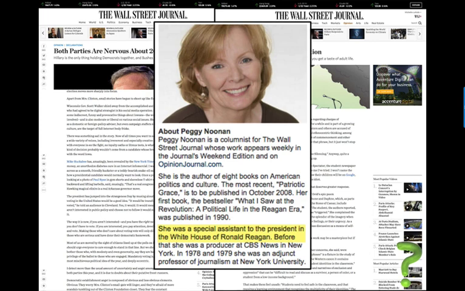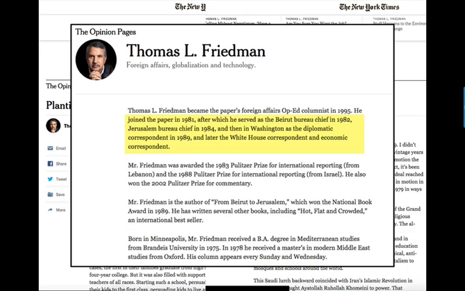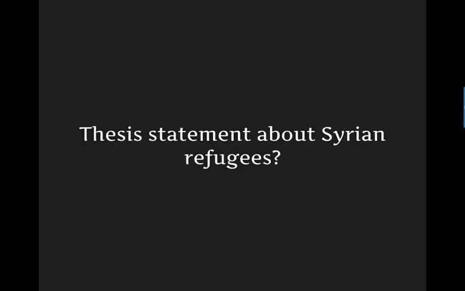So, for example, Peggy Noonan, who has a specialty in basically Washington politics, if your thesis statement is about Washington politics, then you should definitely weigh in on her opinion on that one thing. Tom Friedman, who is an op-ed writer for the New York Times, has a specialty in basically the Middle East, global economy, and also Washington politics. So if your thesis statement is about Syrian refugees, then yes, you would definitely go to Tom Friedman.